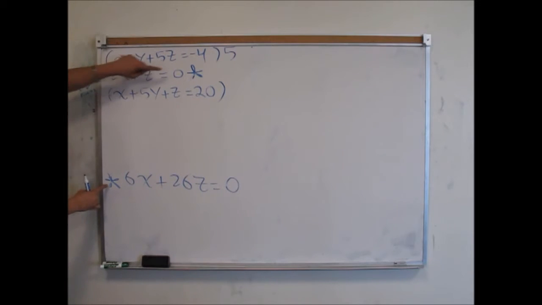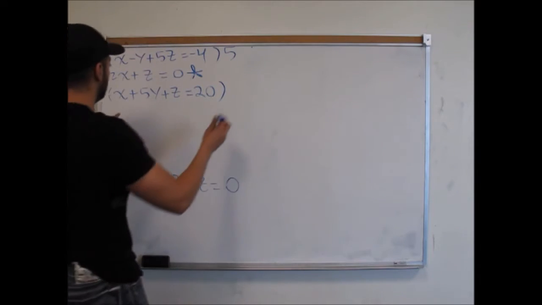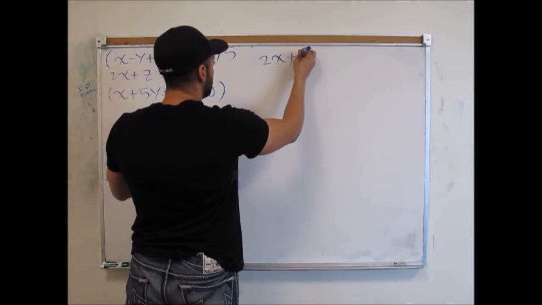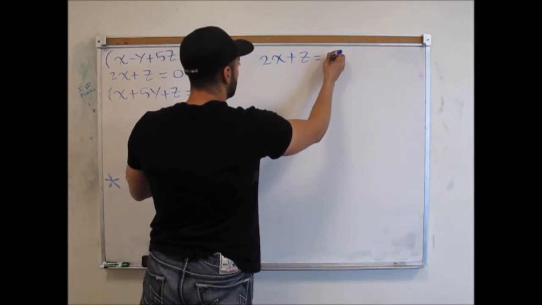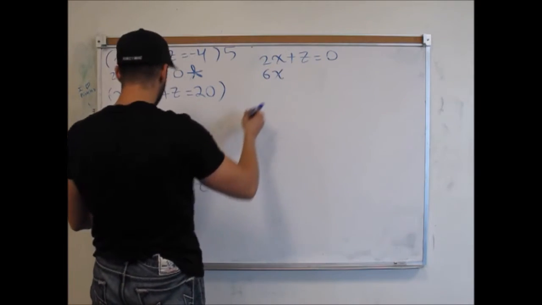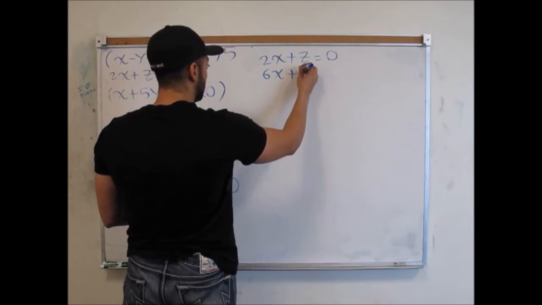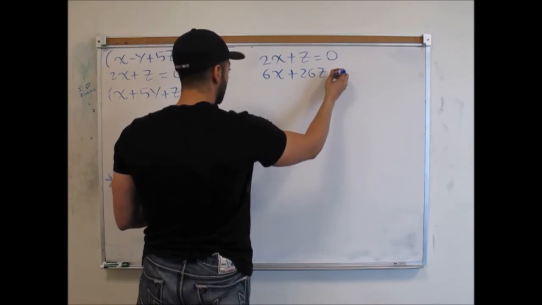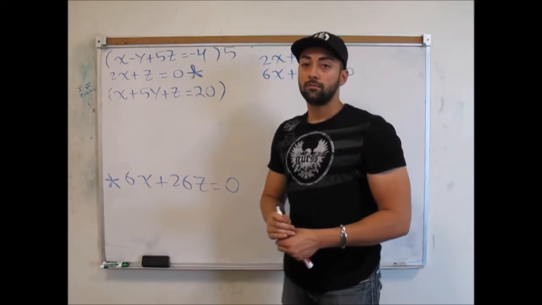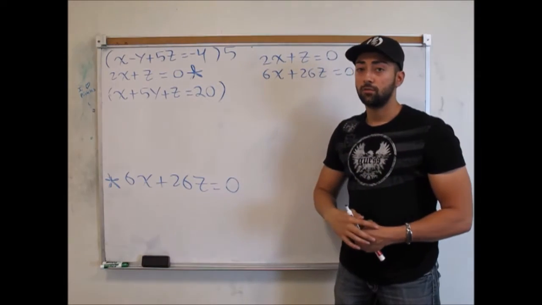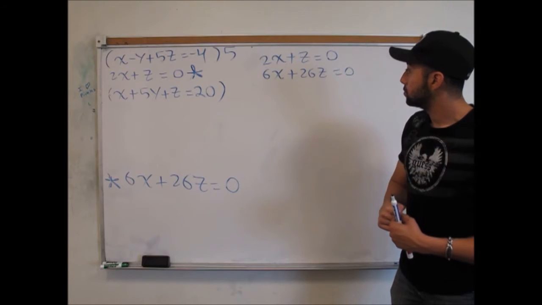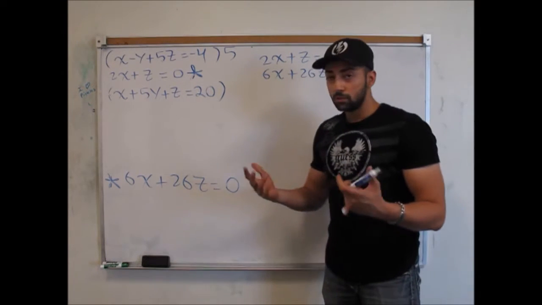Okay, I'm going to put these star equations next to each other to work with them now. So I have 2x plus z is equal to 0. And the other star equation, I had 6x plus 26z equals 0. Now this is just like solving the two systems of equations that we did before with elimination. So you could choose to eliminate whichever variable looks easiest to you.